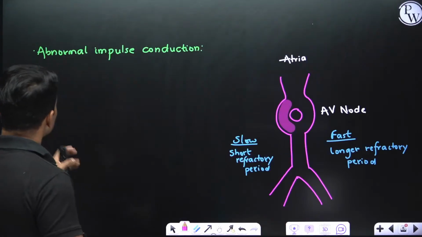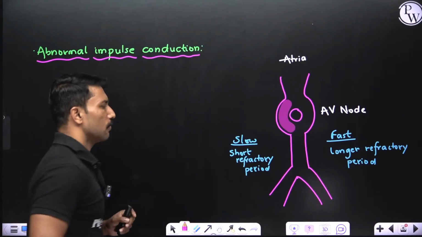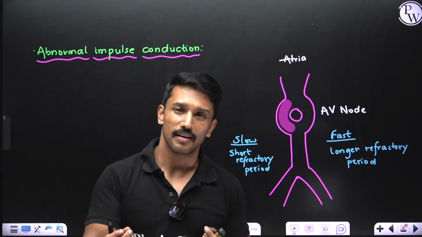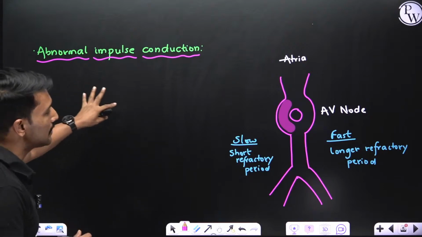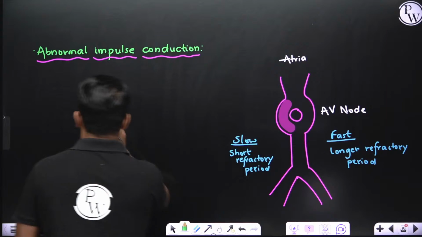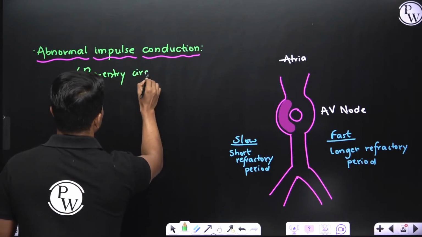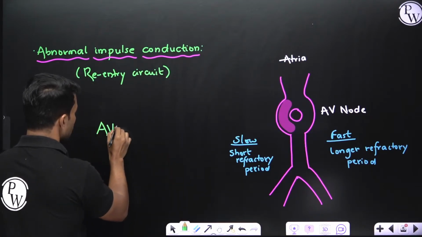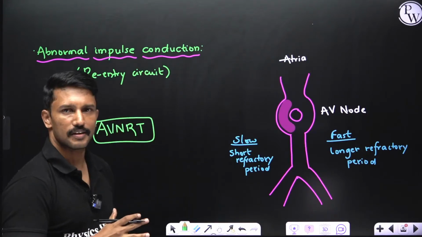Okay. Then there is a third mechanism. This is a mechanism as an undergraduate you are supposed to be more aware of. Even if you don't understand what is triggered activity, what is early after depolarization or late after depolarization, it's fine. But you should know the abnormal impulse conduction or the re-entry circuits, right? This abnormal impulse conduction, I can call it re-entry circuits. We will take an example of a supraventricular arrhythmia called AV nodal reentrant tachycardia. I'm just taking an example. All these arrhythmias we'll discuss in detail later.